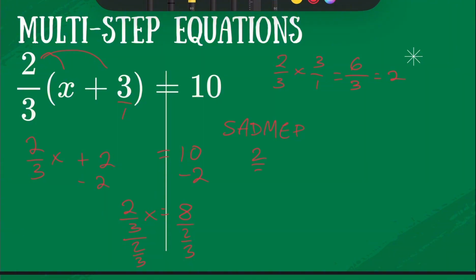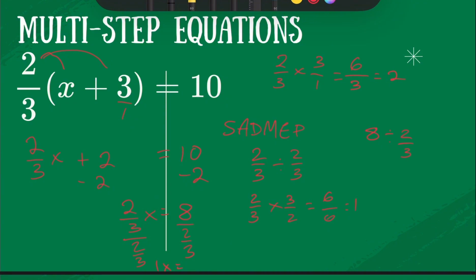So 2 over 3 divided by 2 over 3. Well, let's see. We're going to keep the first fraction, change the sign, and flip the second one. 2 times 3 is 6. 6 times 3 is 6, and that gives us 1. So we're left with 1x is equal to, and now 8 divided by 2 over 3.